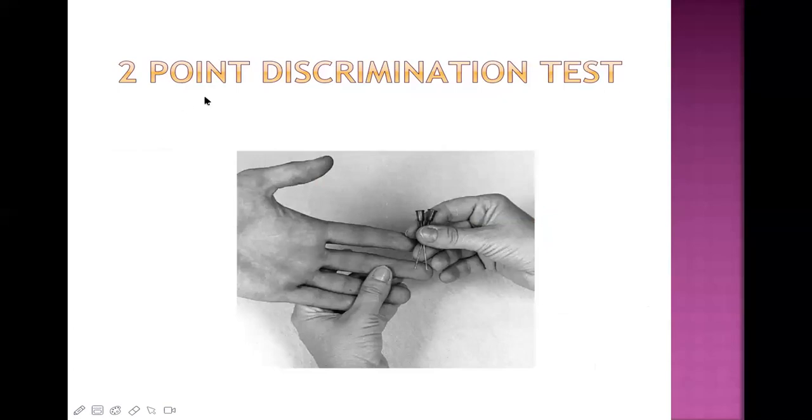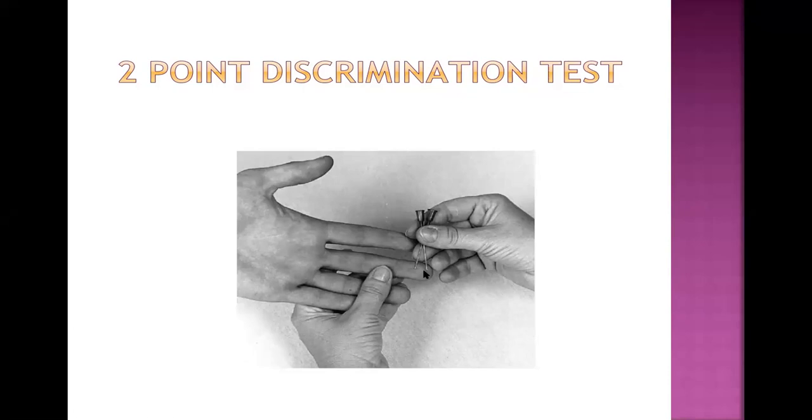Now this is the 2-point discrimination test. See how the examiner is doing the test. The examiner takes two pins, two pointed objects, and keeps them very close to each other, and asks the patient how many pins they can feel. Can you feel these two pins or not? Sometimes the patient cannot feel, so we increase the distance between them, and then the patient can feel it. So this is also a function of the dorsal column tract.